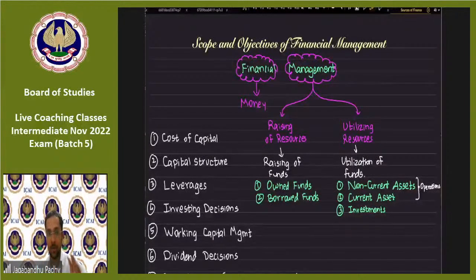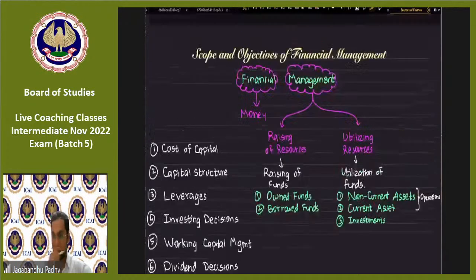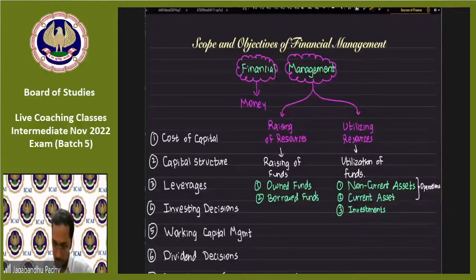Now, with a view to having a concise understanding of what this subject is going to be, let's go ahead with this portion, which is scope and objectives of financial management. So first up, what is the scope of our financial management? What is it really going to be?